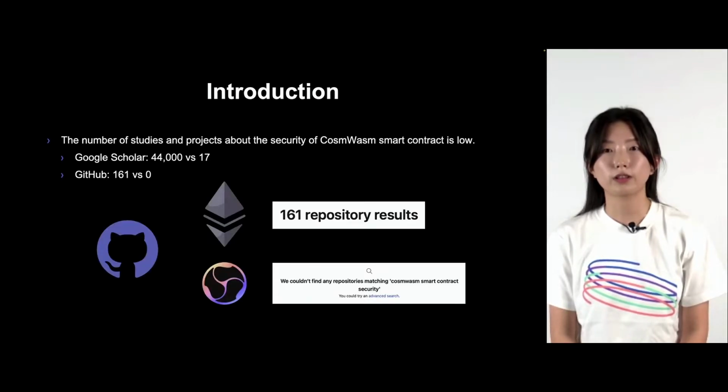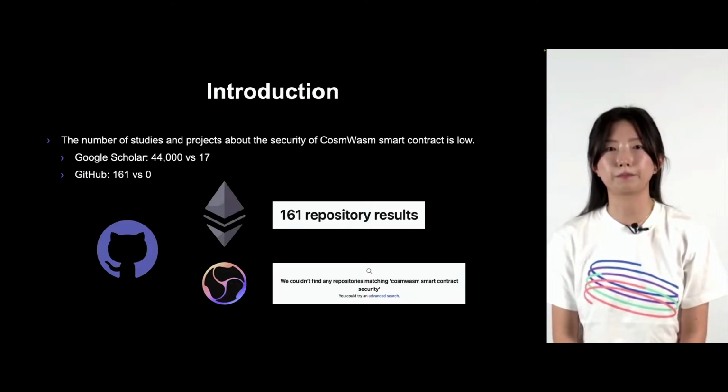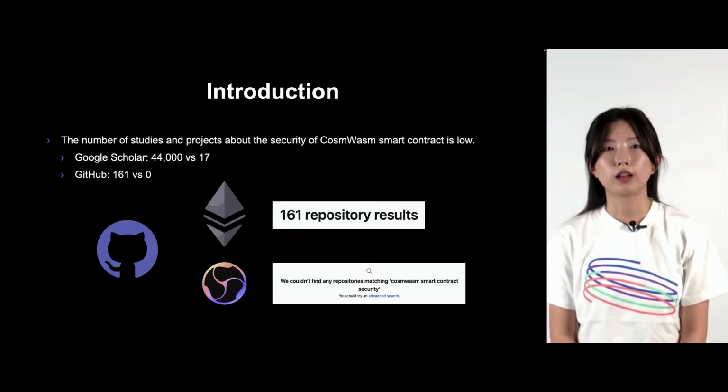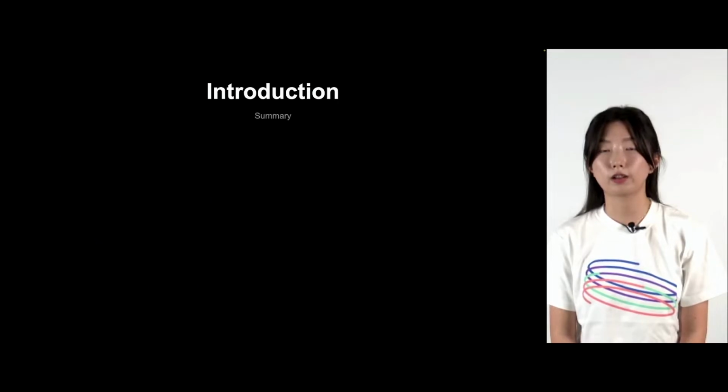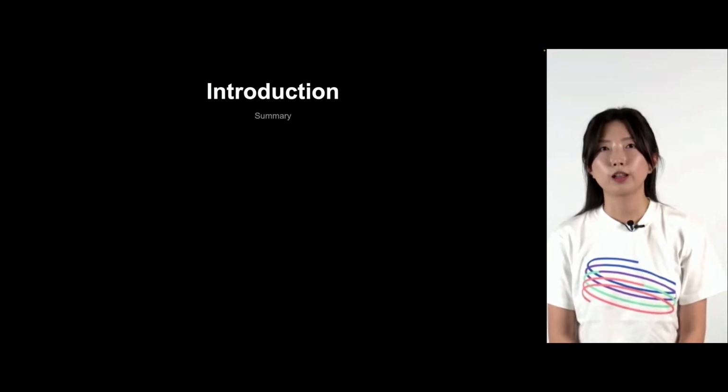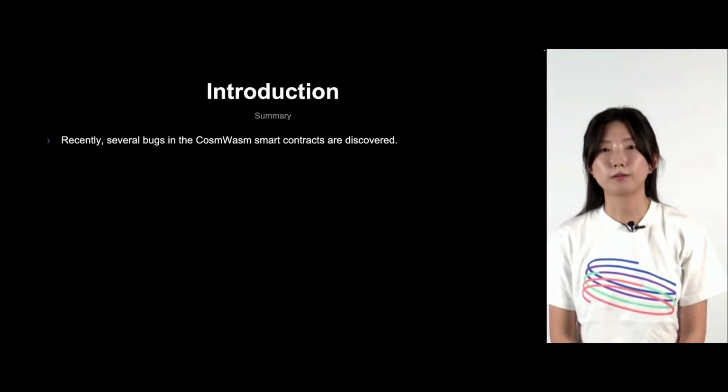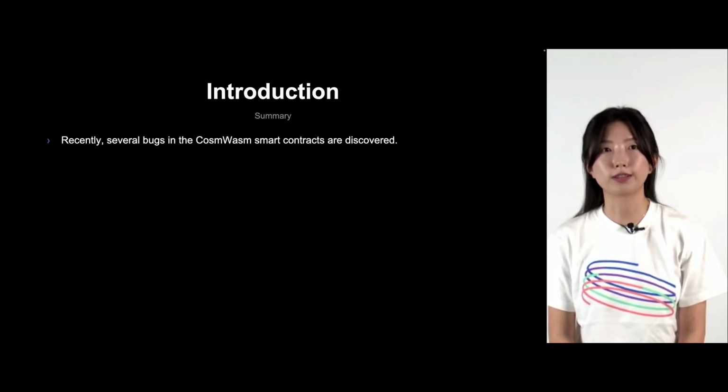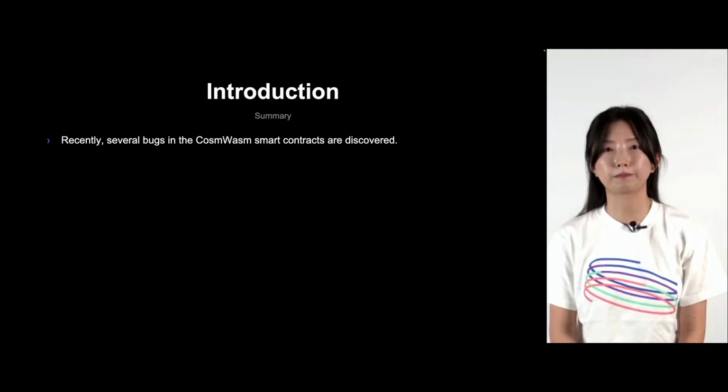And this is a search result from GitHub. If you search Ethereum smart contract security, you get 161 repos. But if you search CosmWasm smart contract security, you get 0 results. So people are using various types of blockchains, but they are only concentrating on the Ethereum blockchain. Can you guess why I decided to move forward with this project? Many bugs have been found in CosmWasm smart contracts recently. In other words, the smart contract is not perfect.